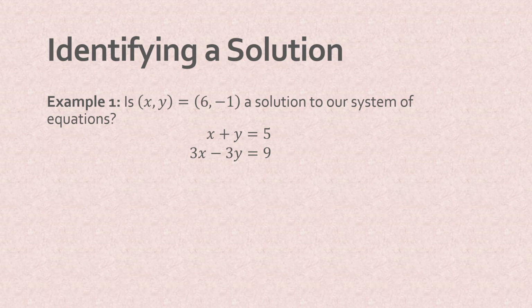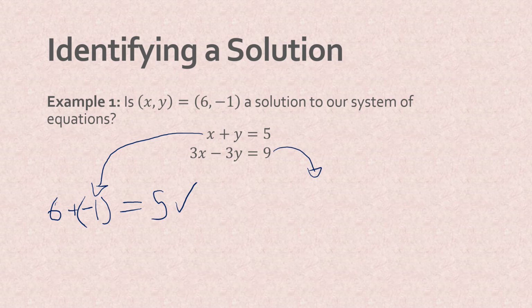So one preliminary example is to identify a solution. So for example, is x comma y equaling 6, negative 1 a solution to our system of equations? For it to be a solution, it must be true in both equations. So if we take the first equation and we plug in x to be 6 and y to be negative 1, then you could see that 6 plus negative 1 does equal 5, so it does make the first equation true.